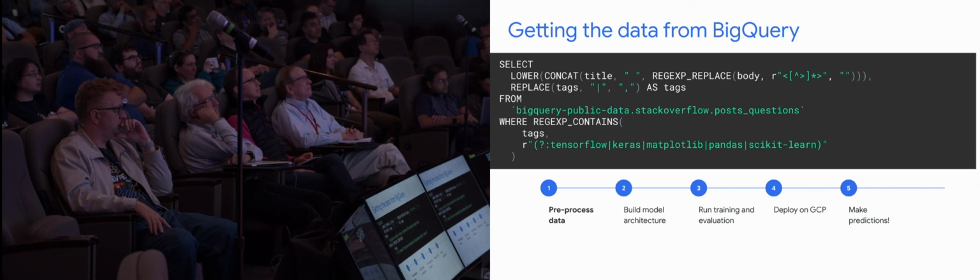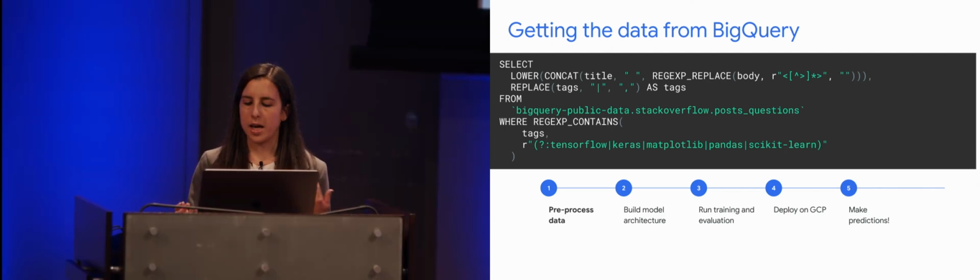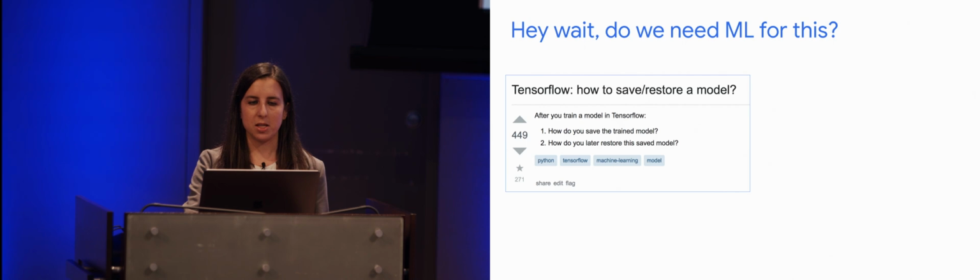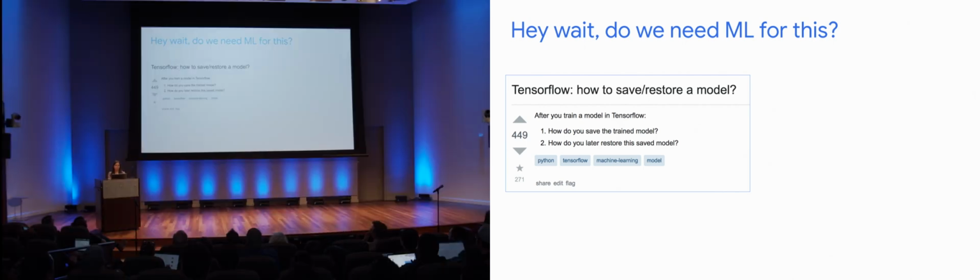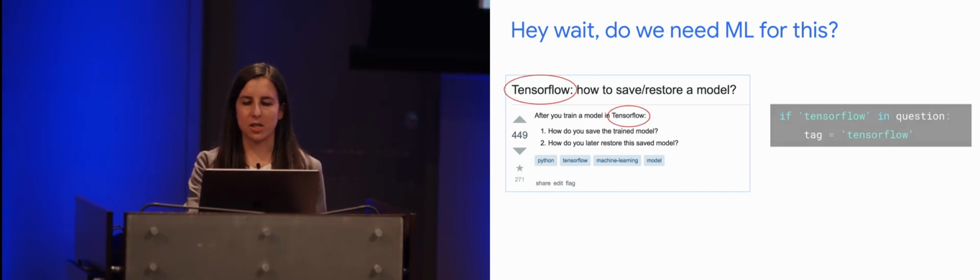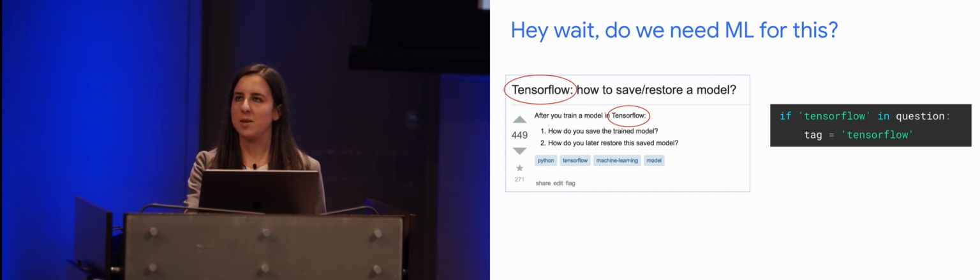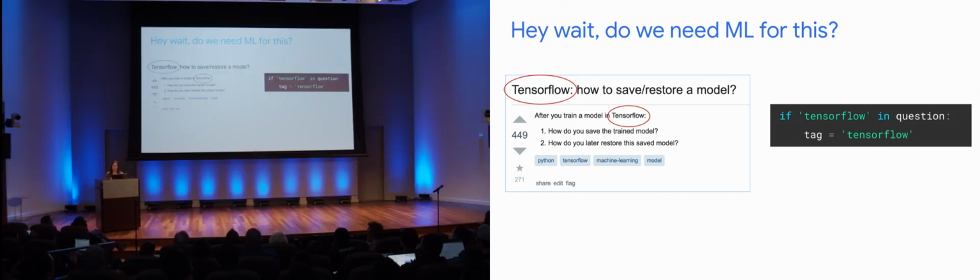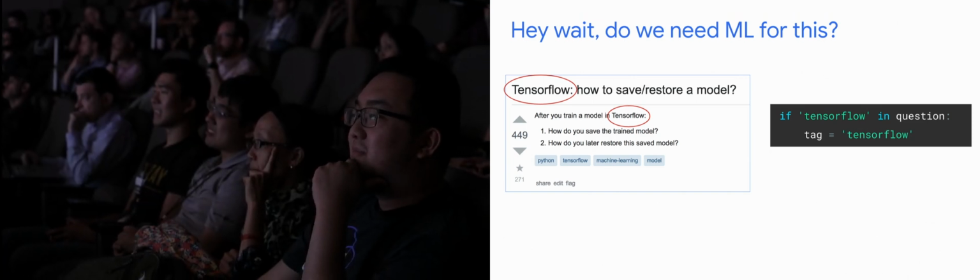So I ran this query. I started looking at the results, and I noticed something, which led me to think, do we even need machine learning for this? What I noticed is that a lot of the question posters were very helpful, and they put the name of the framework they were using in their question. So I was thinking, can we replace our entire machine learning system with a giant if statement? If TensorFlow is in the question, the tag is TensorFlow. And well, that would work for some questions.